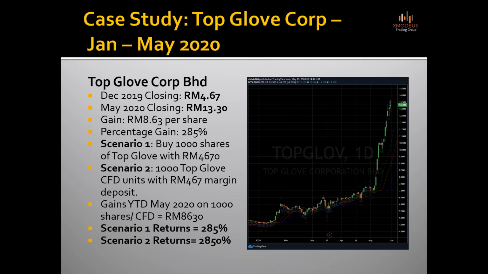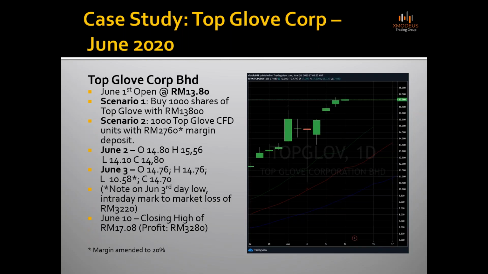So scenario 1 returns a 285% return, which is fantastic, right? Of course, in scenario 2, the returns are 2,850%, which is even more amazing, right? So that is the impact of leverage. Now we're going to turn the leaf over to June 2020, right? We just turned this in the last 17 days.